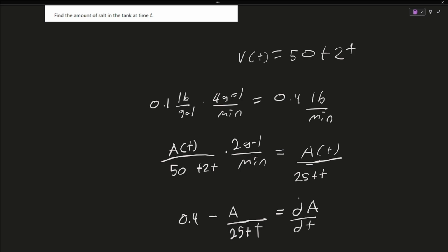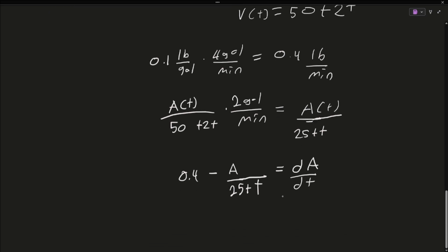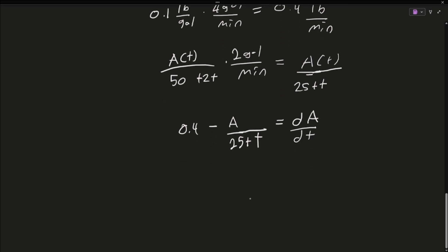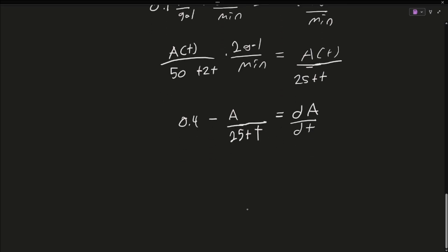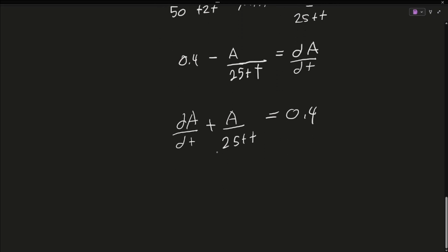over dt. Now look at this problem. This is now our first order differential equation. We will use an integrating factor because I think that is the only way to solve this, because we don't know this A function. So dA over dt plus A over 25 plus t equals 0.4. Now let's do the integrating factor. Our coefficient of A is 1 over 25 plus t.